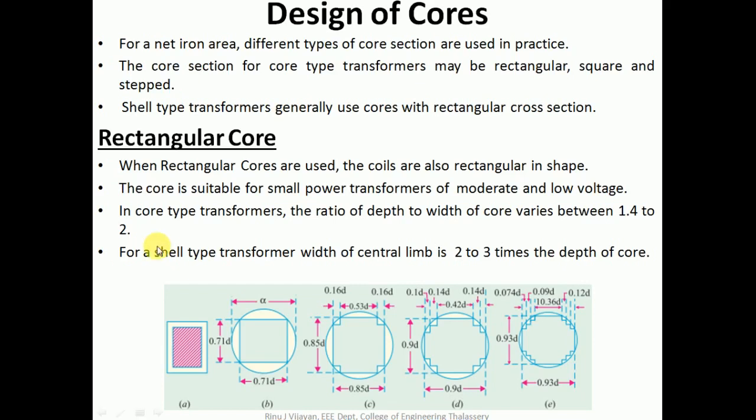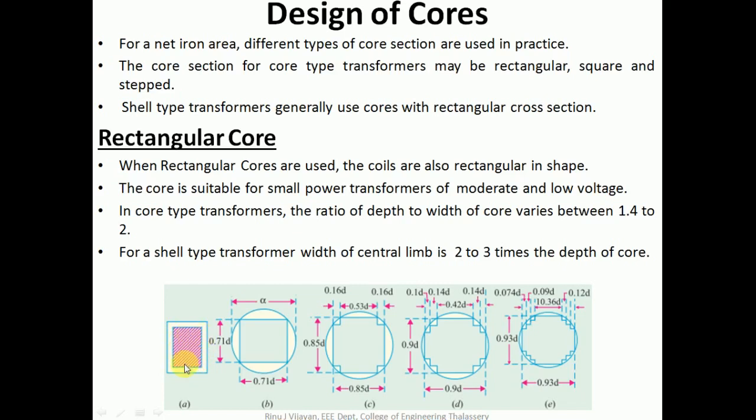Let's see the rectangular core in detail. This diagram is representing the rectangular core. The shaded portion is indicating the rectangular core, and the outside rectangle is the rectangular coil. So from this diagram it's very clear that whenever we are using a rectangular core, the surrounding coil also will be rectangular in shape. They are usually suitable for small power transformers of low voltage ratings.